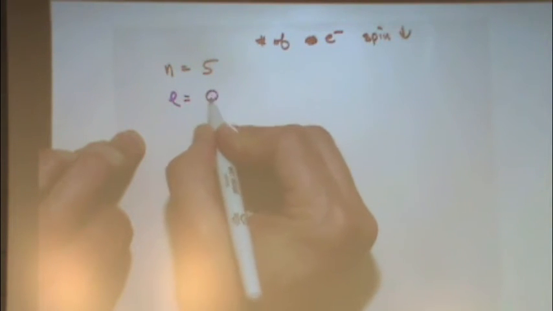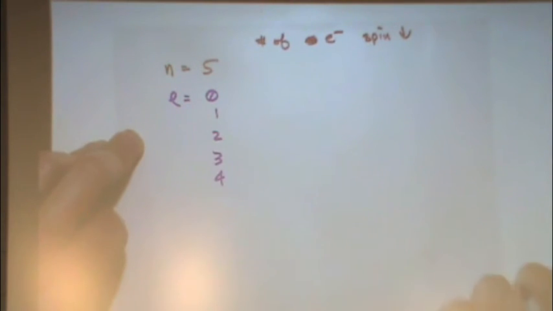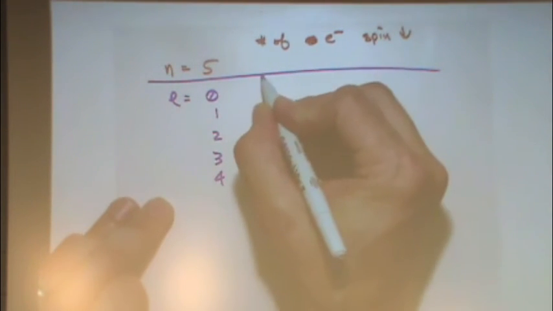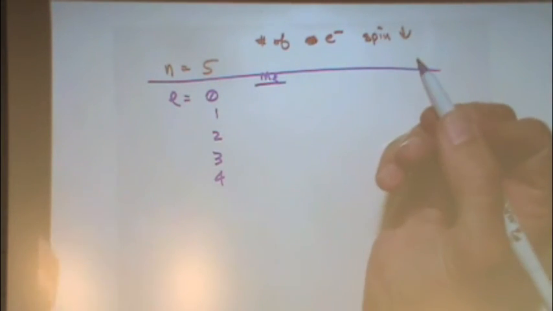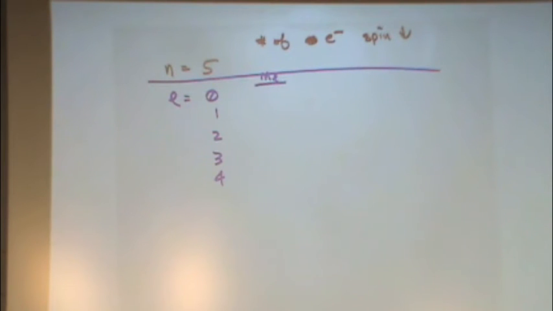The smallest would be 0. 4 would be the largest. 2, 3, 4. Okay? So those are all the possible values of L. Remember, above the line is given. So below the line, these are all possible values. Then what you do is you'd say M sub L for this type of question. So you write all the M sub L's for each individual L.